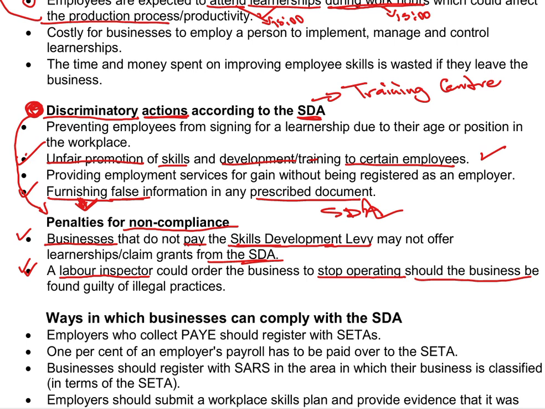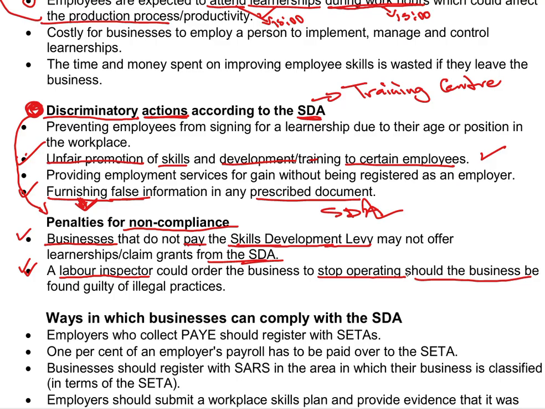They are simply saying that when they say a labor inspector could order the business to stop operating, should the business be found guilty of illegal practice. The English is kind of tricky there. They are talking about the penalties under the Skills Development Act. If a business is found guilty of breaking the SDA rules, e.g., discriminatory action, false info, non-payment of levies.